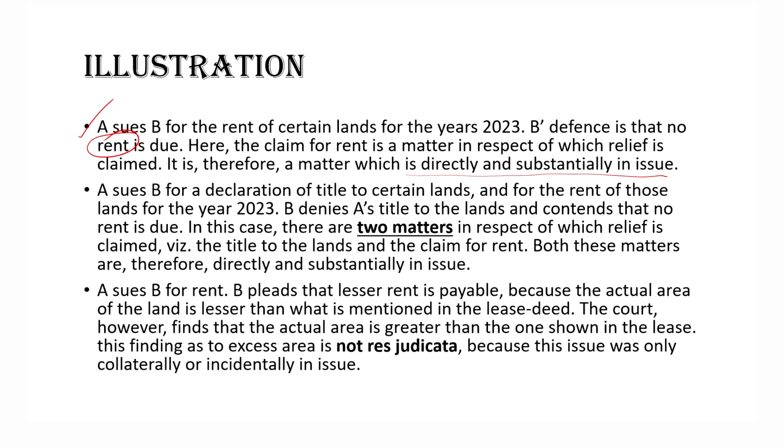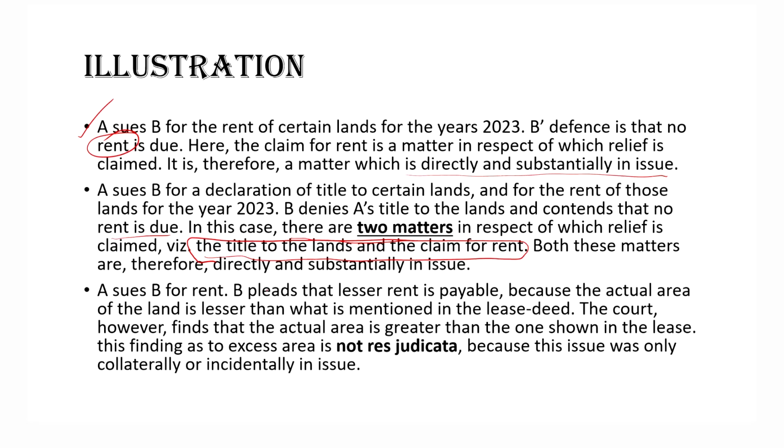Second, A sues B for a declaration of title to certain lands and for the rent of those lands for the year 2023. B denies A's title to the land and contends that no rent is due. In this case, there are two matters. One is title, another is that no rent is due, in respect of which relief is claimed. The title to the land and the claim for rent, these are the two matters. This is what you have to understand. Both these matters are directly and substantially in issue. There can be two matters, two issues, in one case.